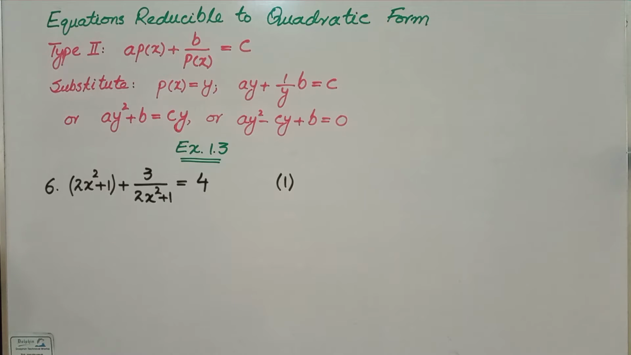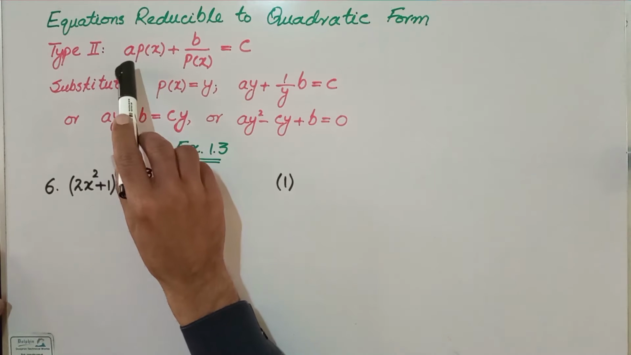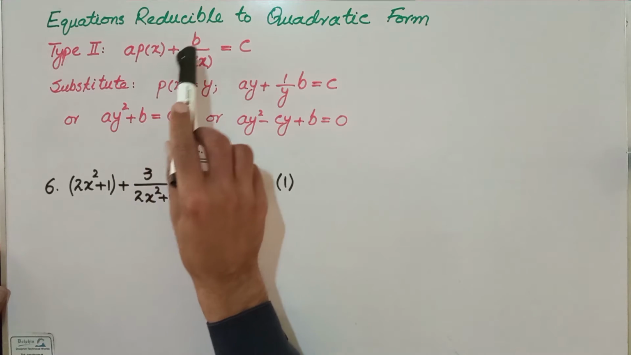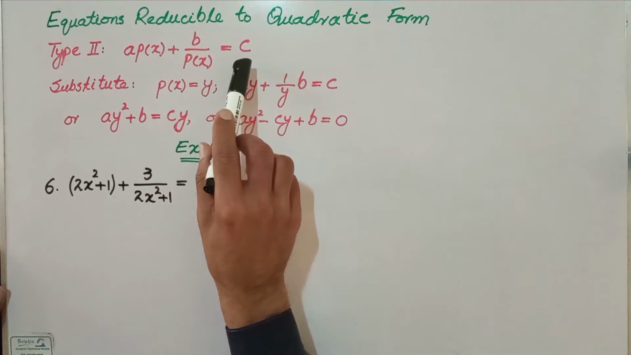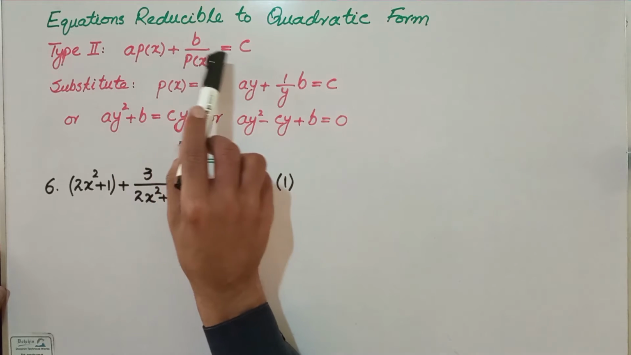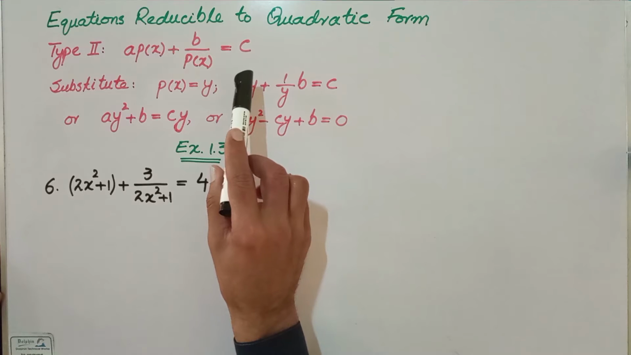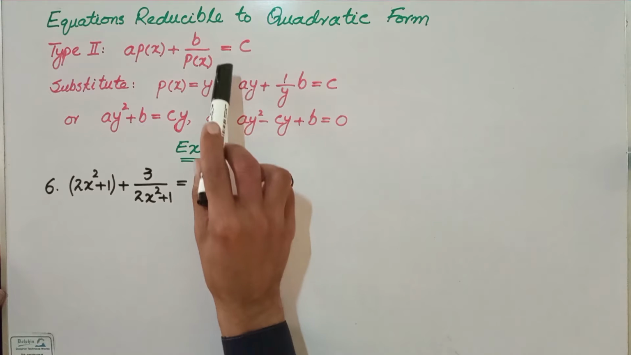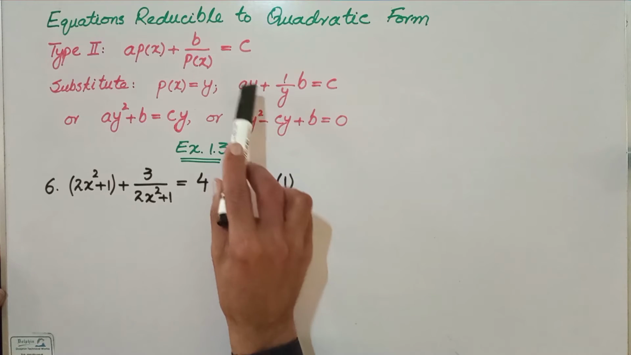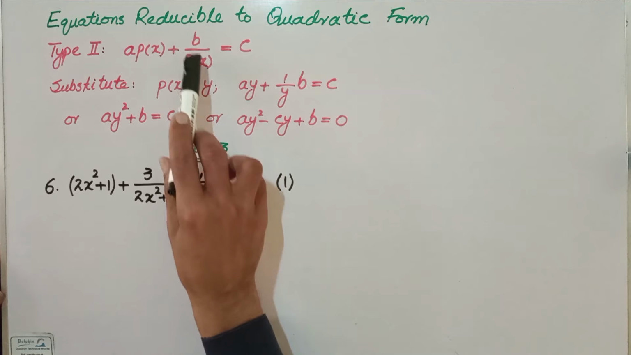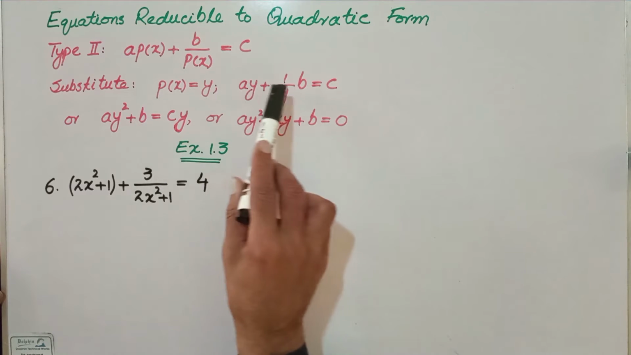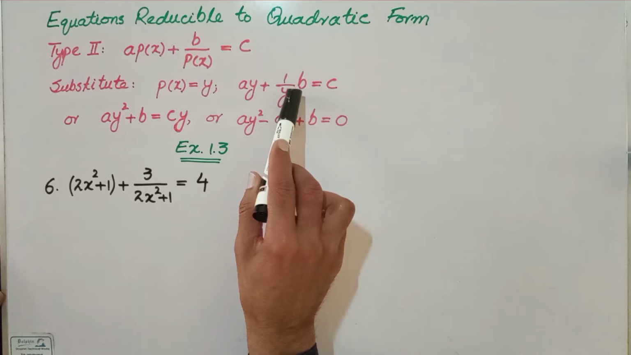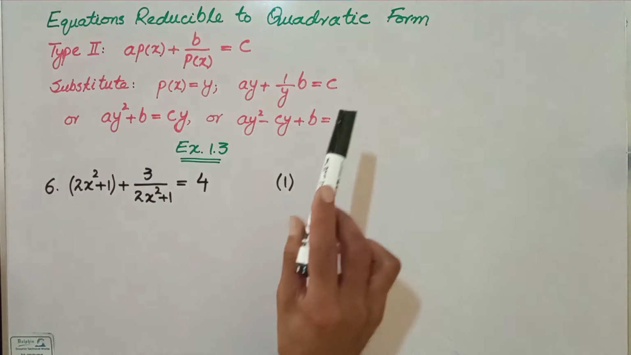Assalamu alaikum viewers. In this video, we'll discuss type 2 of equations reducible to the quadratic form. This type is given by a into p of x plus b divided by p of x is equal to c. Here a, b and c are constants or real numbers. We'll substitute p of x equal to y in the above equation, which becomes a into y plus 1 over y, here 1 divided by p of x becomes 1 over y, into b equals c.